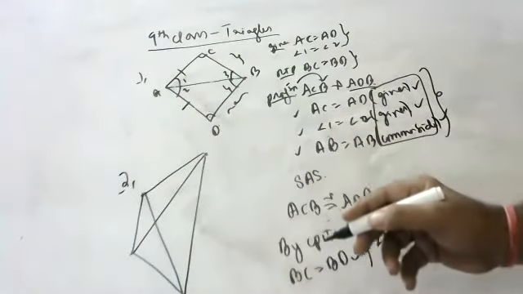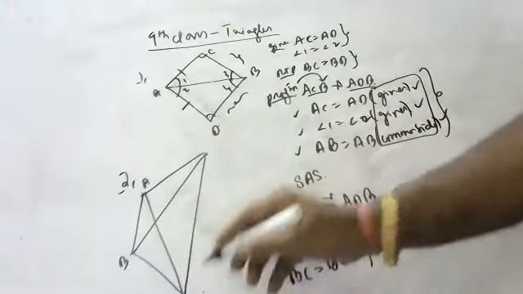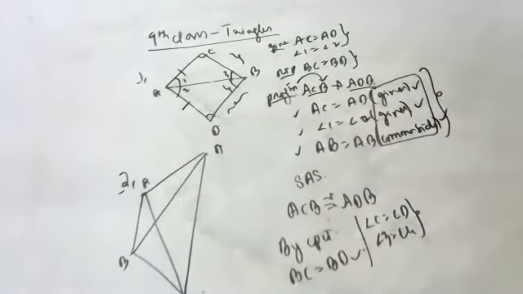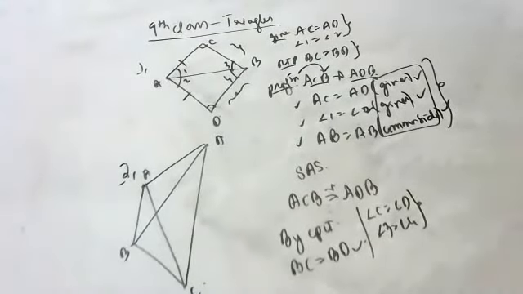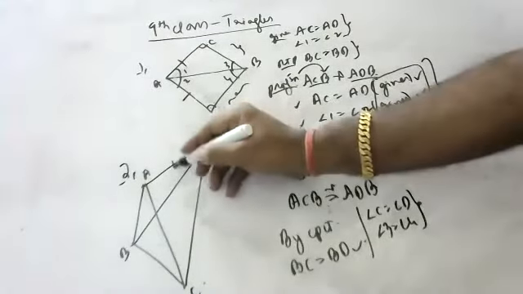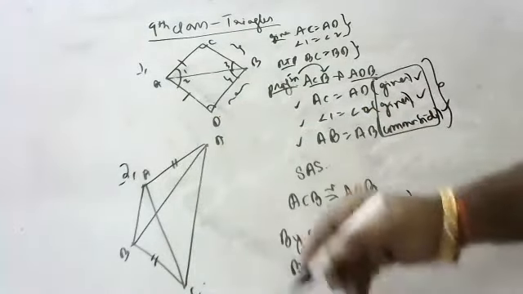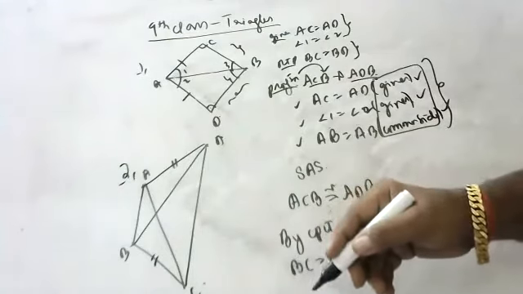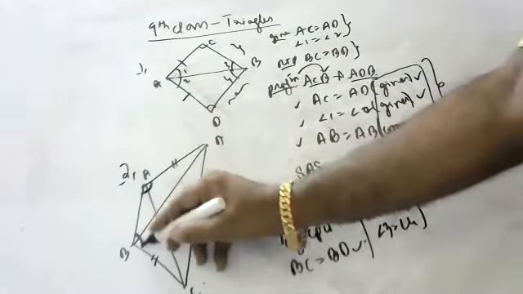So children, this is ABCD. In ABCD, please see here, children. AD is equal to BC, they have given. And this full angle is equal to this full angle, children.